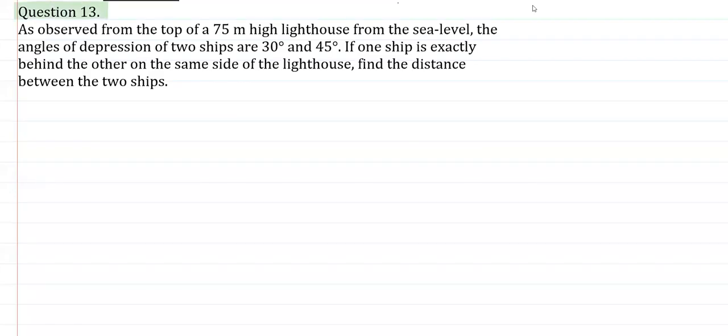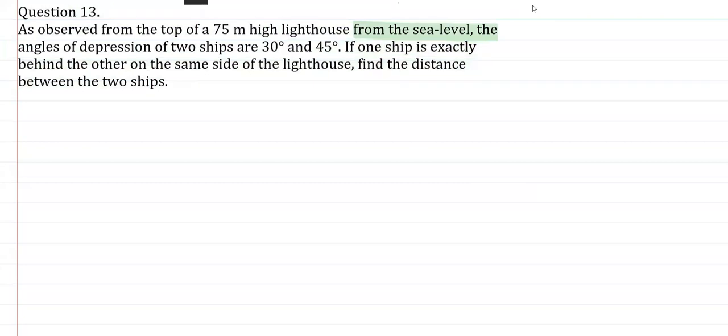We are on question number 13. It says, as observed from the top of a 75-meter lighthouse from the sea level, the angles of depression of the two ships are found to be 30 and 45 degrees. If one ship is exactly behind the other on the same side of the lighthouse, we have to find the distance between the two ships.